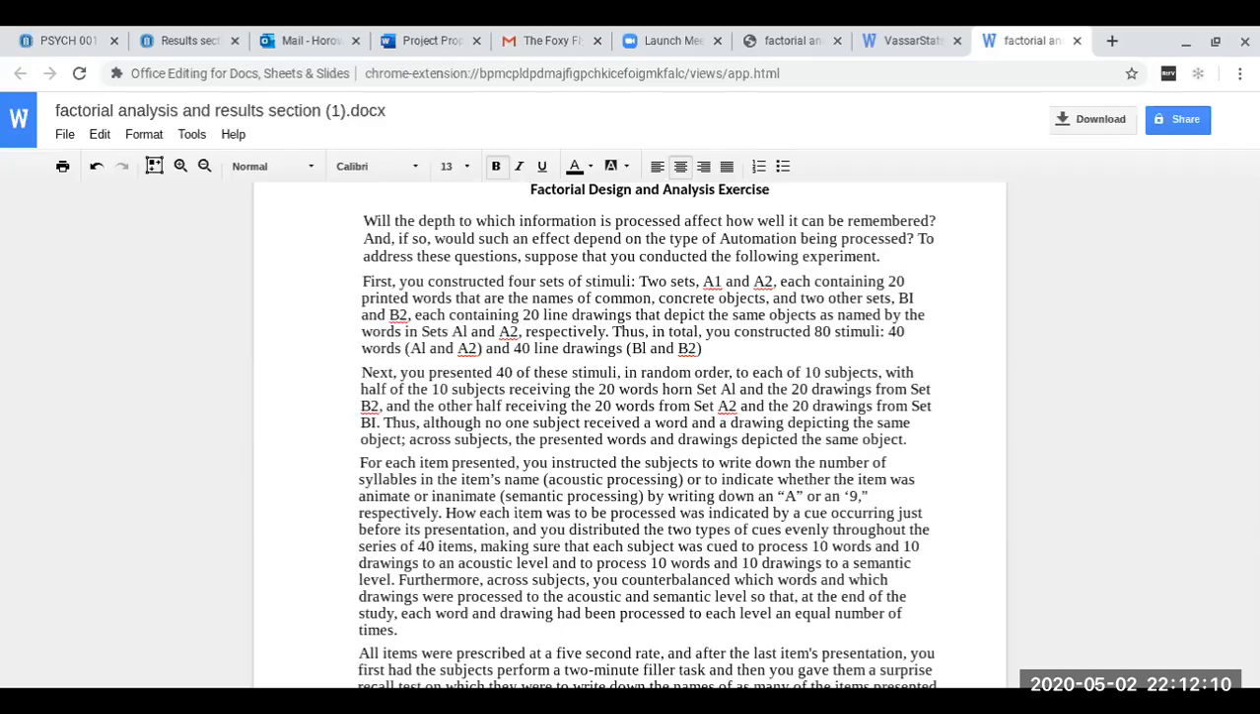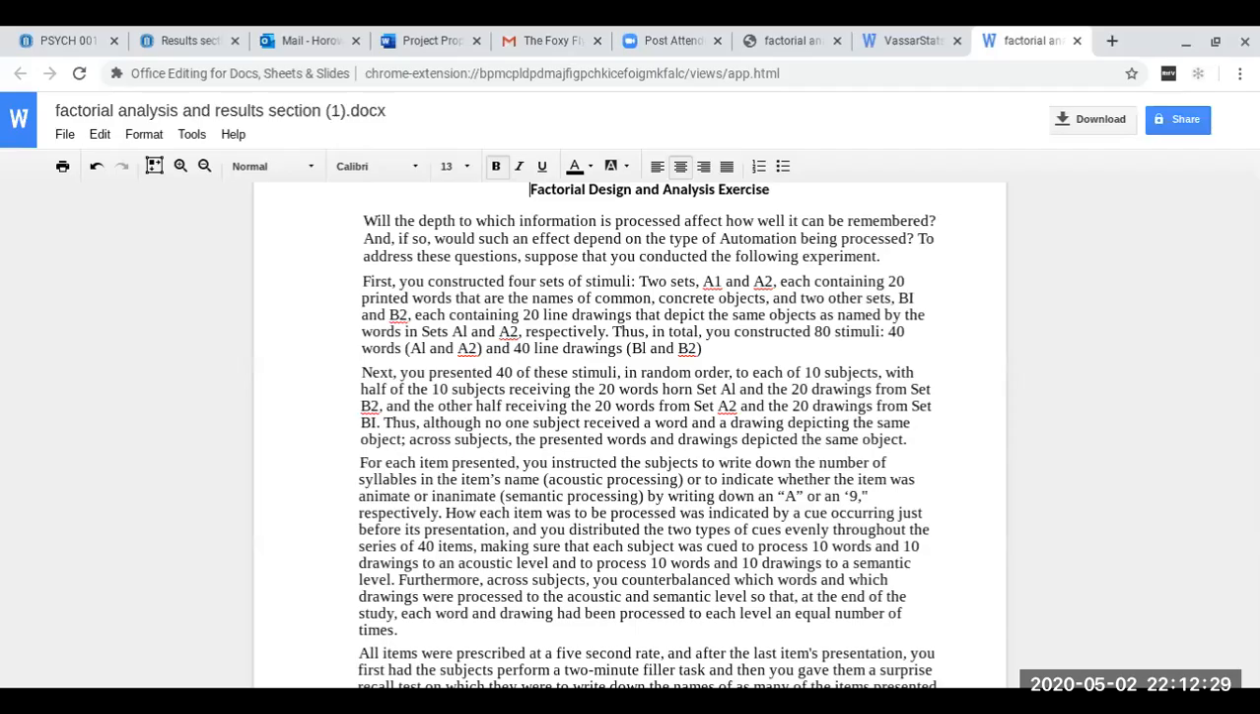And they depict the exact same objects as named by the words in A1 and A2. Thus, in total, you've constructed 80 stimuli. You have 40 words, 20 in A1 and 20 in A2, and you have 40 line drawings, 20 in B1 and 20 in B2.